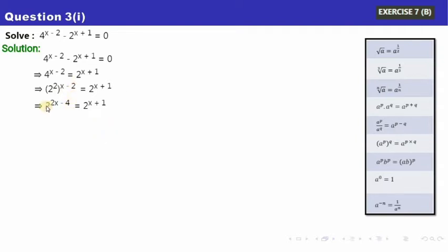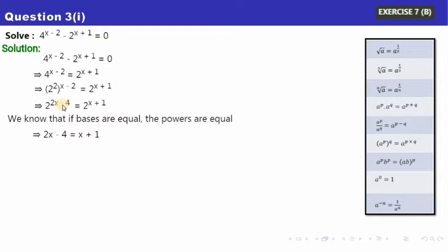Right? Now here base is 2, here also base is 2, and now you know that if the bases are equal, then the powers must be equal. That means the power is 2x minus 4 and the power here is x plus 1. So the powers are equal. So from here find the value of x, which turns out to be 5. Okay, so we have solved this particular equation and we got our answer to be 5. So you may pause the video and note down the solution.